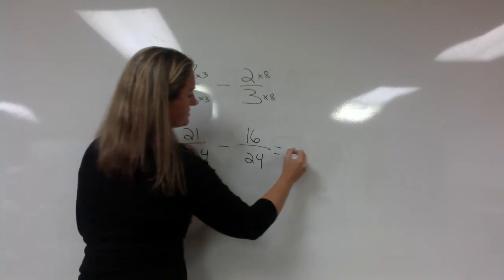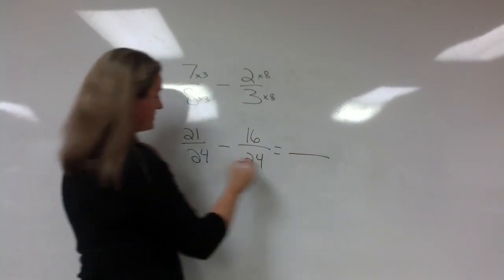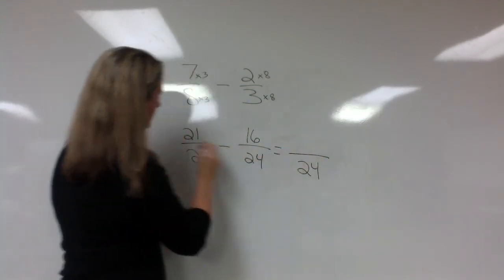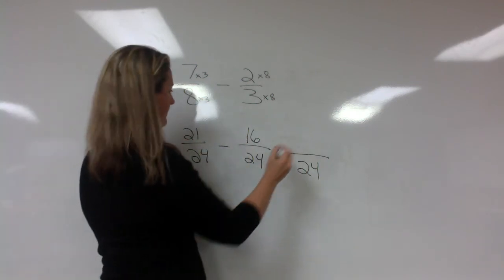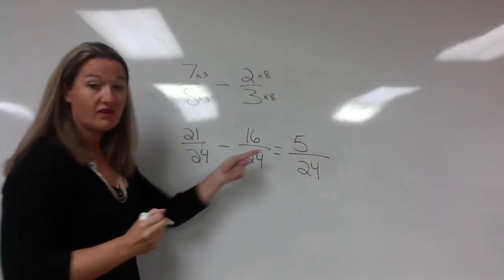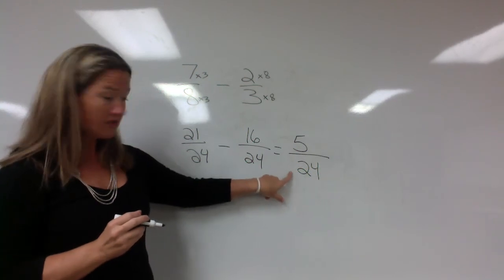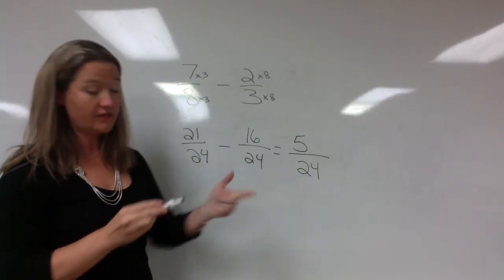Okay, so we're going to go ahead and subtract. Remember, the denominator just stays the same, just scoots over. Okay, so we've got 21 minus 16. That gives us 5. Okay, so we've got 5 over 24, so we've got to stop and check. Is that in simplest form? Yes, so that's our answer.